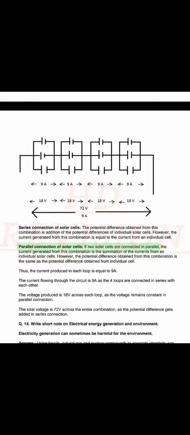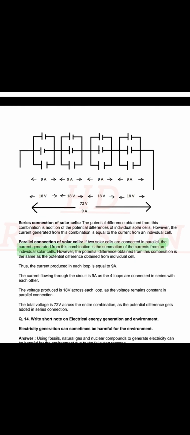Answer. Series connection of solar cells. The potential difference obtained from this combination is the addition of the potential differences of individual solar cells. However, the current generated from this combination is equal to the current from an individual cell. Parallel connection of solar cells. If two solar cells are connected in parallel, the current generated from this combination is the summation of the currents from the individual solar cells. However, the potential difference obtained from this combination is the same as the potential difference obtained from an individual cell.